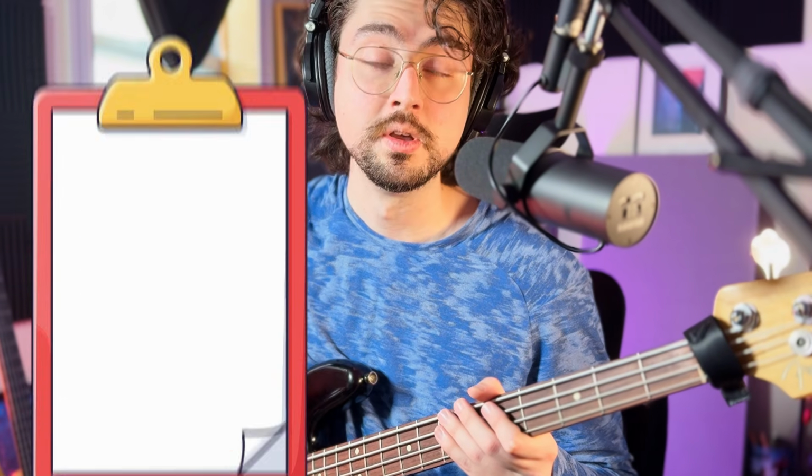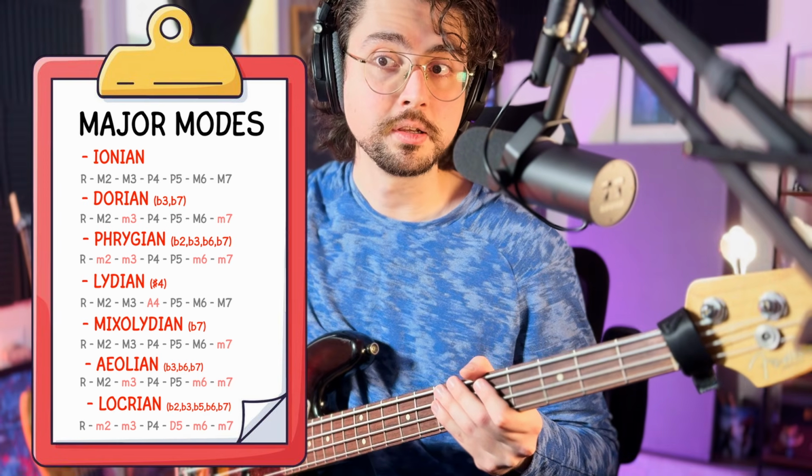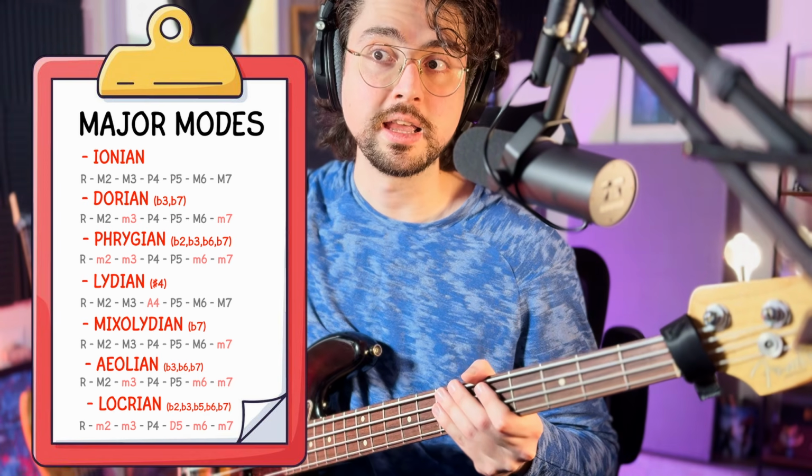So this is the most altered mode out of all the modes that we have so far, because it has the minor 2, minor 3, diminished 5, minor 6, and minor 7. Everything is flat, okay? So this one, basically the only thing that's the same as the major scale is the 4. It has a perfect 4, but everything else is different.